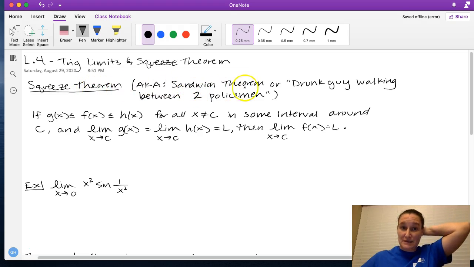It's also known as the Sandwich Theorem or the drunk guy walking between two policemen theorem, and you'll see in a second why it's called that. But they actually accepted that on the AP exam as the name of the theorem.